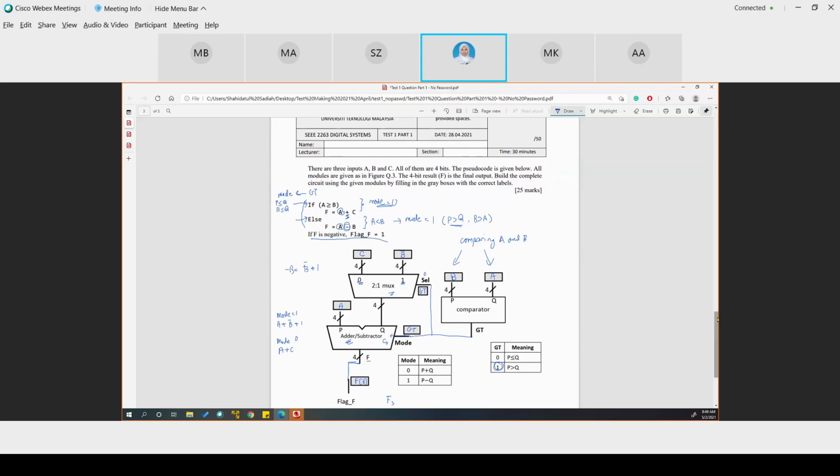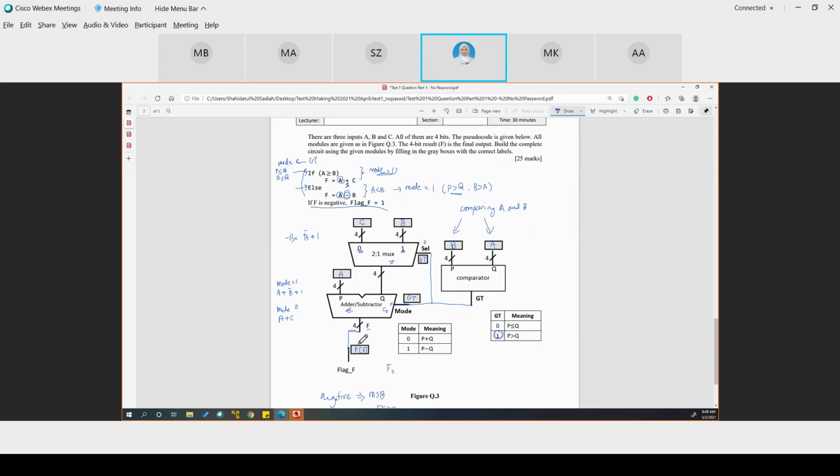So if F is negative, F3 must be 1. So flag F here is the F3, which is 1, right? The MSB, the sign bit. So this is the answer for these questions. Flag F equal to GT? No, wrong. Flag F must equal F3 because we want to know if F is negative. So you have to perform the addition first. It's not related to GT. Okay?